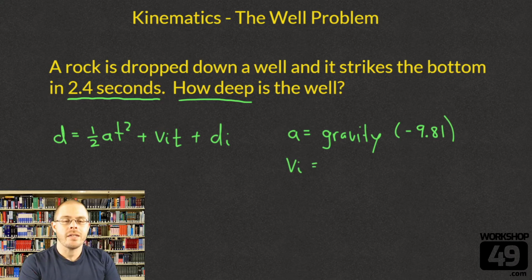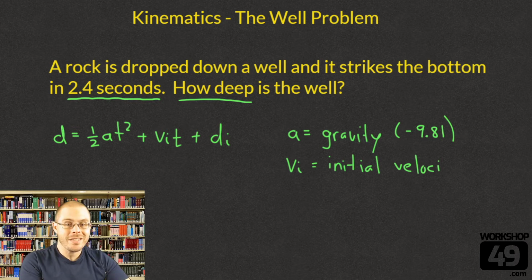The vi is the velocity initial. So unless you are throwing this rock straight down the well or tossing the rock up into the air, that velocity is going to be 0 meters per second. That would change if this was a problem where you were tossing a ball or launching a rocket.